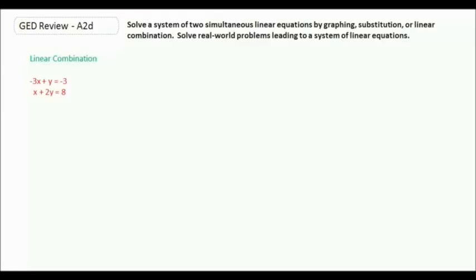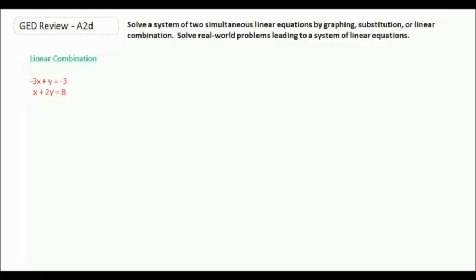The first way is linear combination. So here we have negative 3x plus y equals negative 3 and x plus 2y equals 8. What we're going to do is take one of the equations and multiply it by some number so that if we add the two equations together, either our x's will disappear or our y's will disappear.